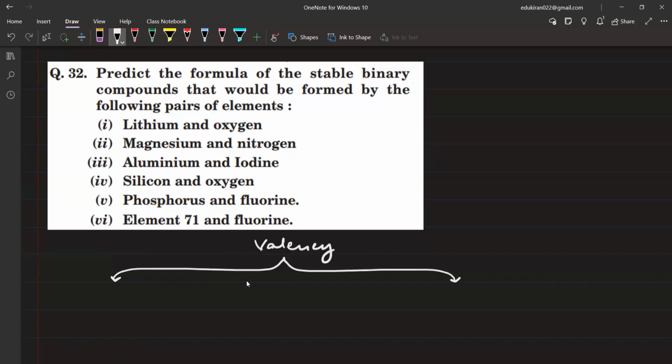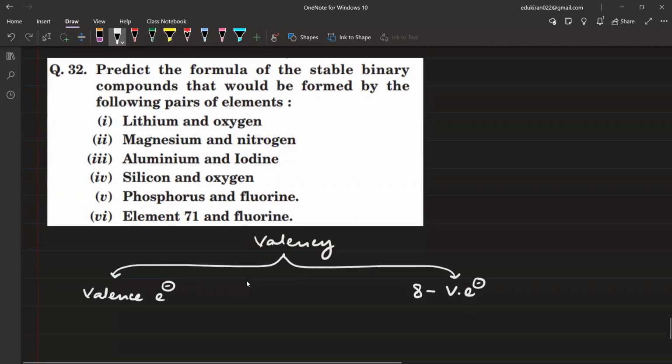So valency can be one of two things. It can either be the valence electron, I think we have done this. Yes or no? Have we done this? Valence electron, or it is 8 minus the valence electron.